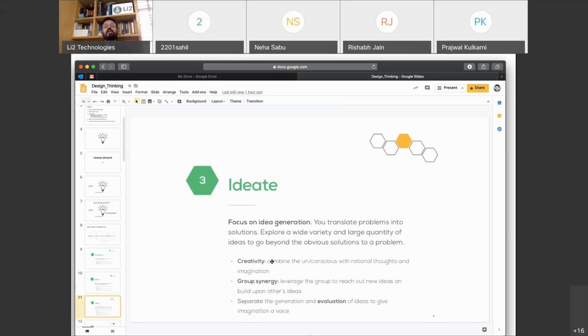We might be having 1,000 solutions, which is fine. But we need to put that down. Very important. It might be the silliest ideas or it might be the greatest ideas in the world.